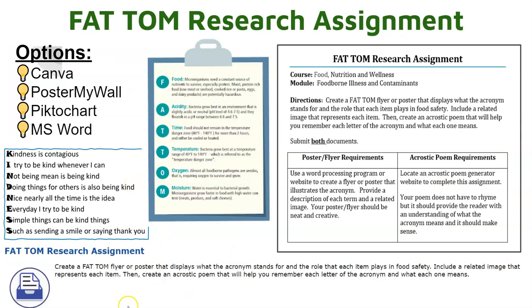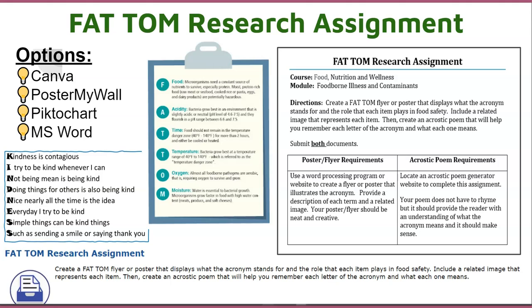Next up, we have the Fat Tom Research Assignment. Let's take a look at the instructions. It tells you to create a Fat Tom flyer or poster that displays what the acronym stands for and the role that each item plays in food safety. So the first part of this, and there's 2 parts to this, is for you to create a poster. Then it tells you to make sure you include a related image that represents each item. So include a related image for each item as far as Fat Tom, F-A-T-T-O-M, okay?